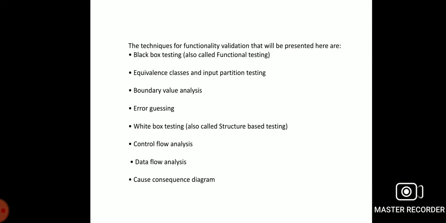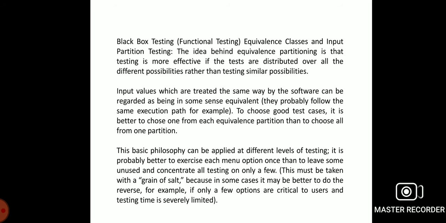Now what are the techniques for functionality validation that will be presented here? First one is black box testing, it is also called functional testing. And the second one, equivalence classes and input partition testing. And then boundary value analysis, error guessing, white box testing, and control flow analysis, data flow analysis, and sequence diagram. Here the black box testing is one of the functional testing, equivalence classes and input partition testing.